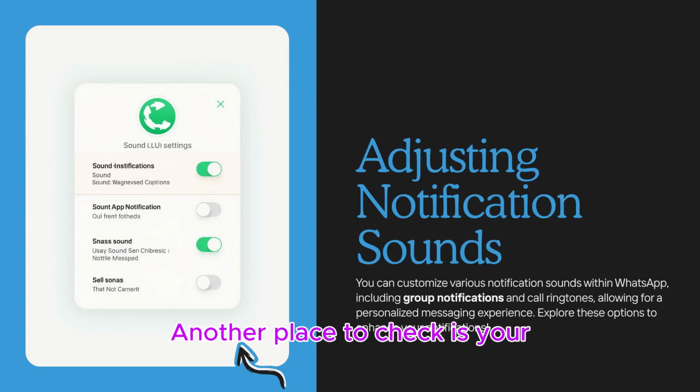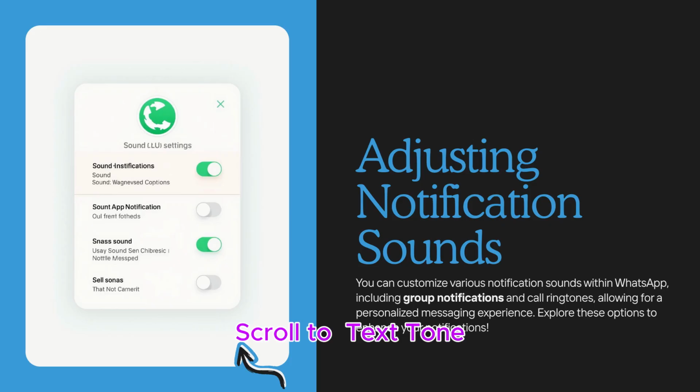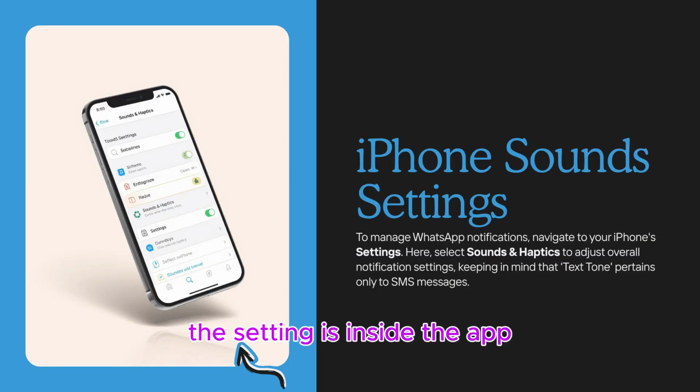Another place to check is your iPhone system settings. Go to iPhone Settings, Sounds and Haptics. Scroll to Text Tone, but note this is for SMS, not WhatsApp. For WhatsApp, the setting is inside the app.